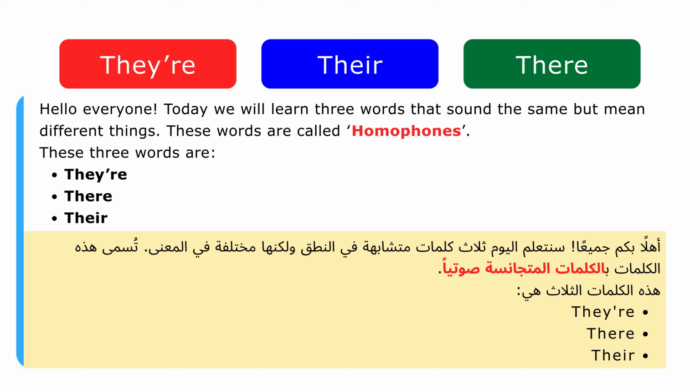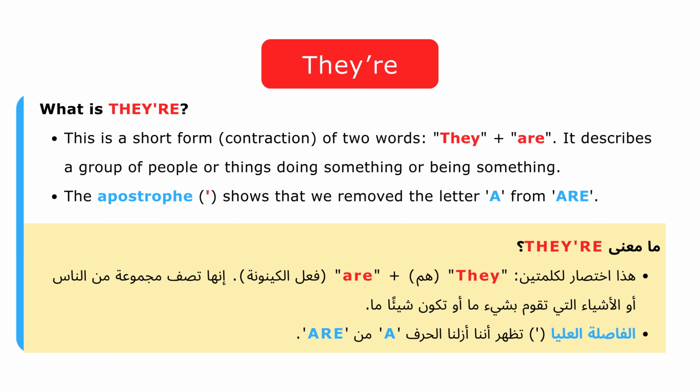Hello everyone. Today we will learn 3 words that sound the same but mean different things. These words are called homophones. These 3 words are there, their, and they're. Let's start with the first one. They're. So, what is they're?